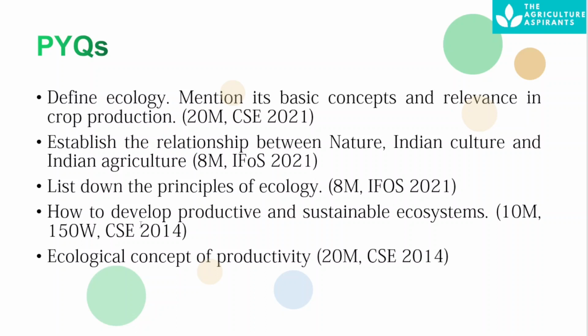Recently, in 2021, they asked to define ecology. What is ecology? And ditto the points which are written in the syllabus. What are the basic concepts and its relevance in crop production? It was asked for 20 marks in 2021. The second question is: establish the relationship between nature, Indian culture and Indian agriculture. This question was asked in 2021 in the IFS exam.